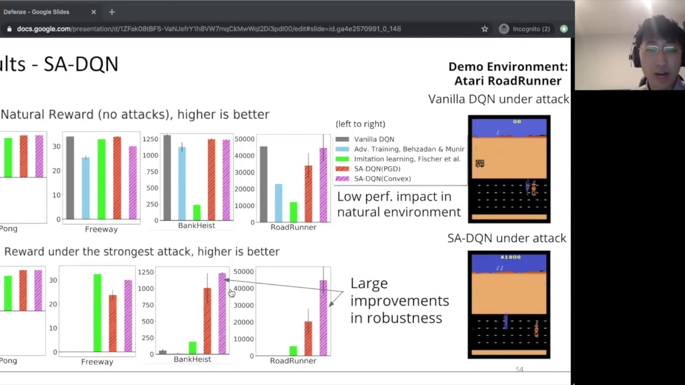And the video on the right is an example in an Atari game, which is called the Roadrunner environment. In this example, SA-DQN achieves a nearly perfect score, and the vanilla DQN can only get about 0 points if we have an attack on the frame.